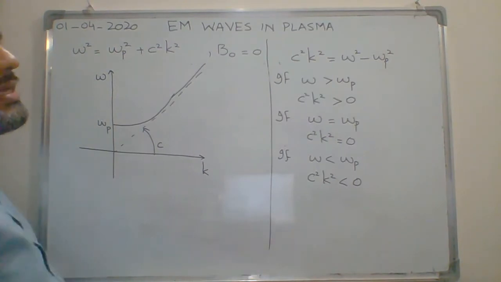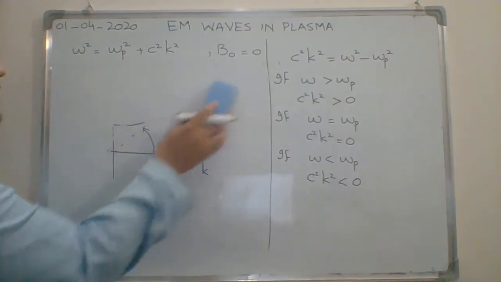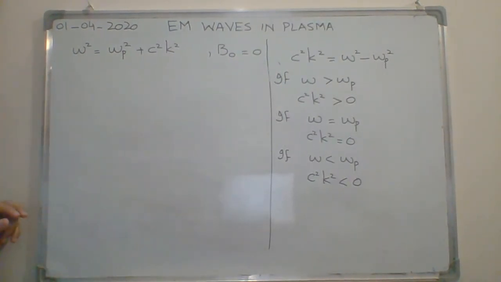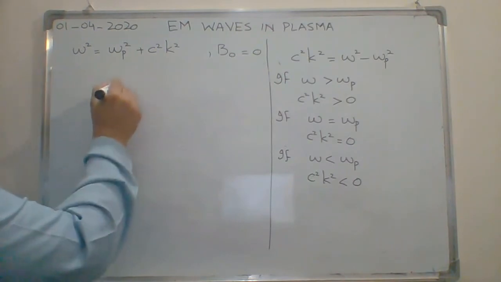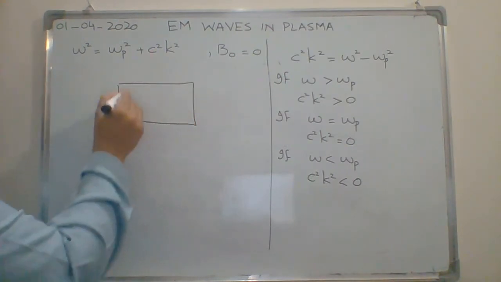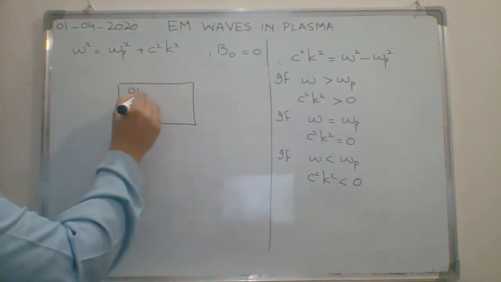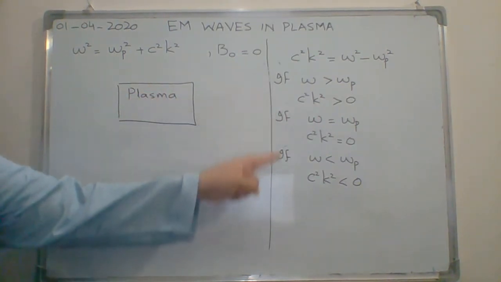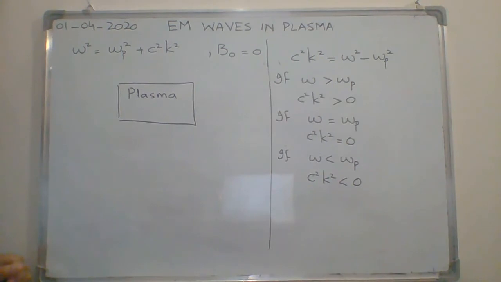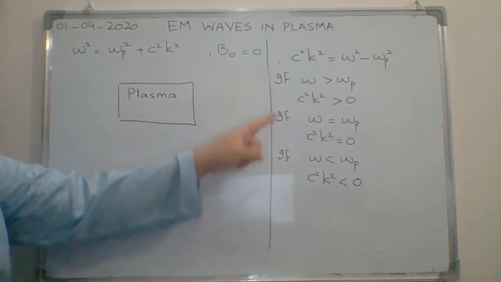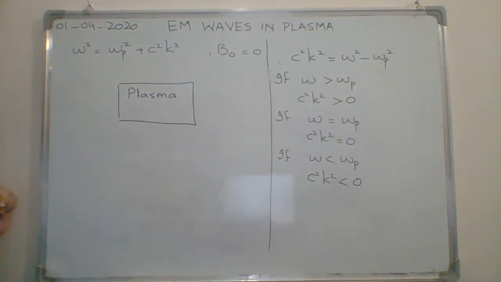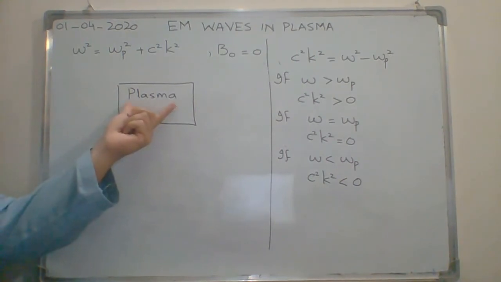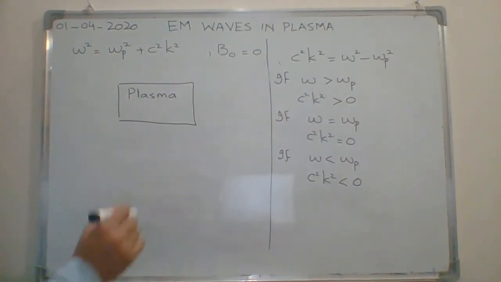Let's consider a case where we have a plasma created in a certain lab, and we want to find out the density of the plasma inside. We can use this kind of analogy to get the density of the plasma. How can you do that?